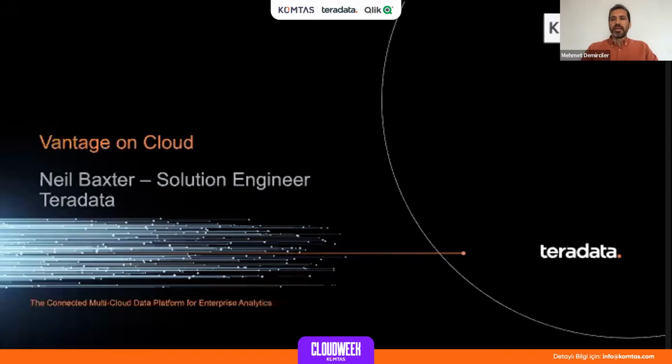Teradata tarafından Neil Baxter sunum yapacak. Kendisi EMEA bölgesindeki Solution Manager, EMEA bölgesindeki teknik liderlerimizden bir tanesi. Neil'dan sonra ben Teradata konusunda hem Neil'in sunumunu biraz özetleyeceğim, hem de ideal bir analitik platformda neler olması gerekir, hangi özelliklere dikkat etmemiz gerekir adında bir sunum yapacağım.